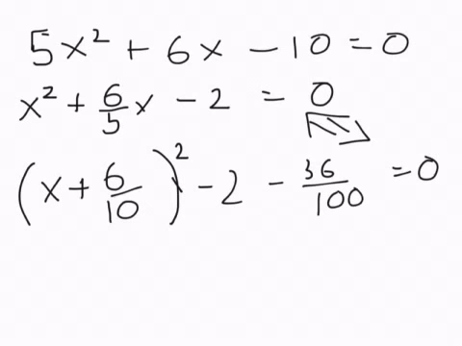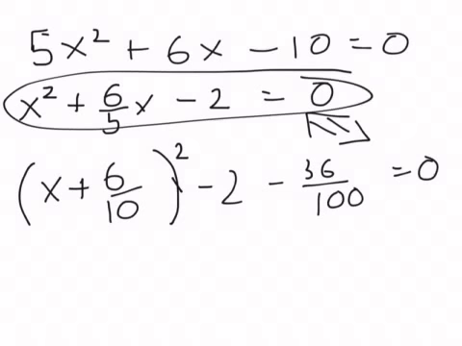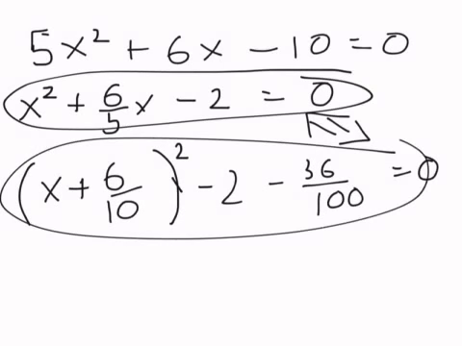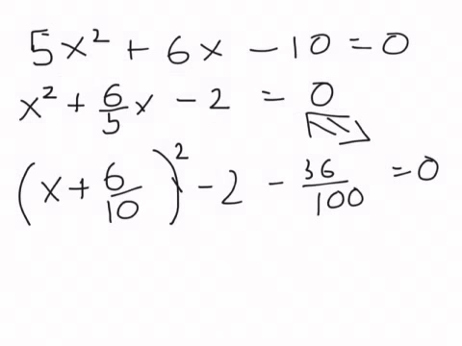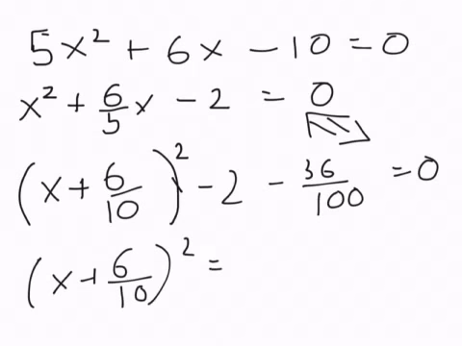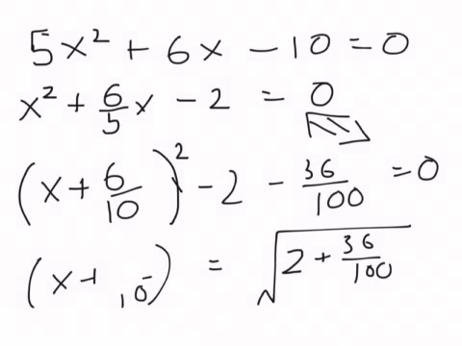This equation here is equivalent to this equation there. So if I solve for the bottom equation, I've solved for the top equation because they're the same. And then we just solve by rearranging. X plus 6 over 10 squared is equal to, bring the 2 and 36 over 100 to the other side, you get 2 plus 36 over 100. I'm going to square root both sides, and then I'm going to get rid of the 6 over 10 and bring it to the other side.